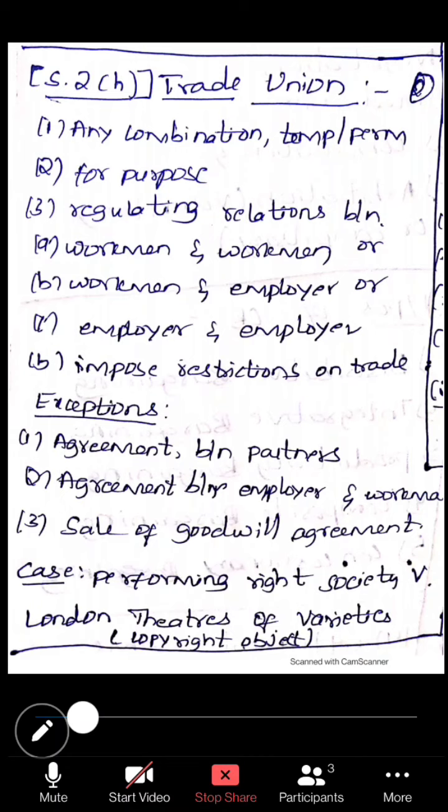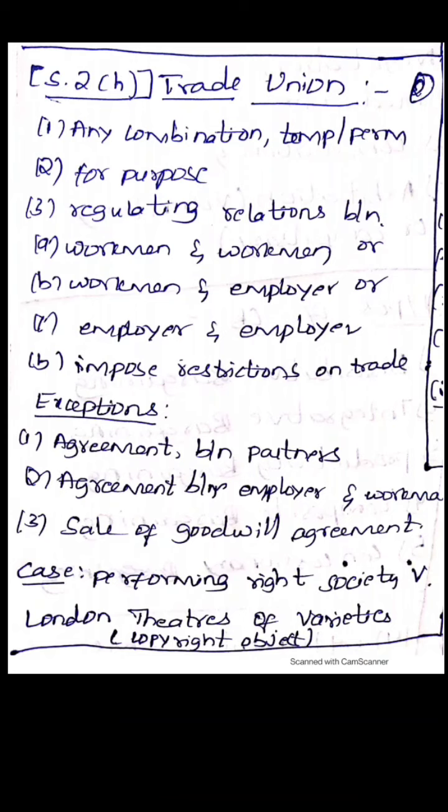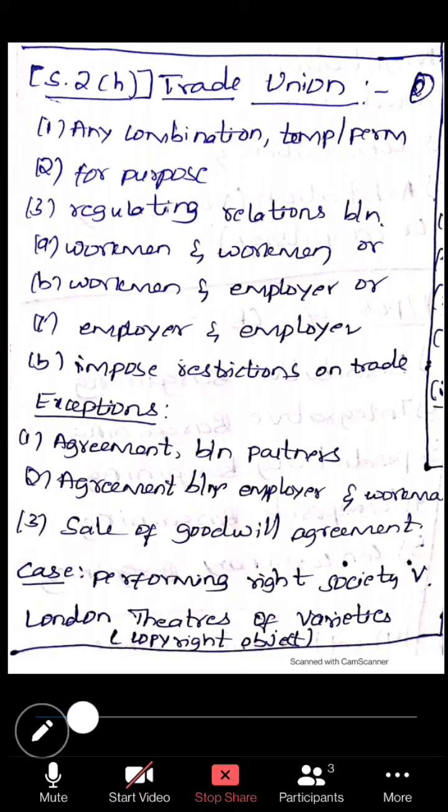Second question is the definition of trade union. It is covered under section 2H, the definition of trade union. So what is the definition of trade union? What is a trade union?